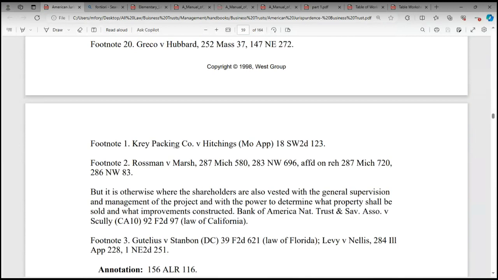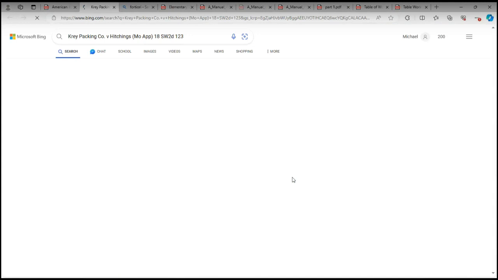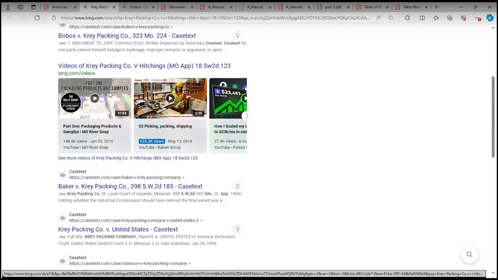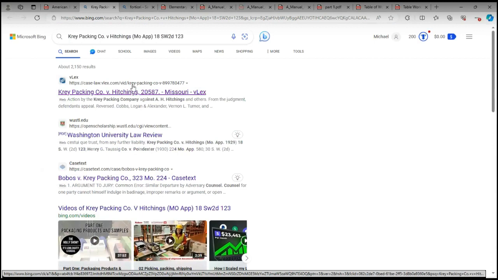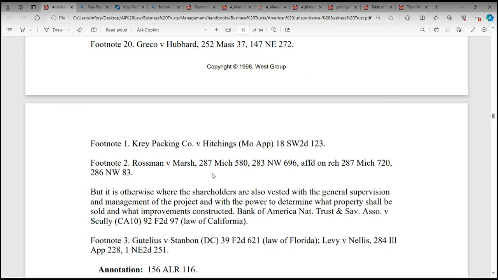They don't give anything, but they give a court case: Cray Packing versus Hitchin. It's a Missouri case. Let me look it up. Let's see what gives it like that. This is the only one. This might even be the case. 18 Southwest 123. Yeah, all right, that's the case. I'll read it later.